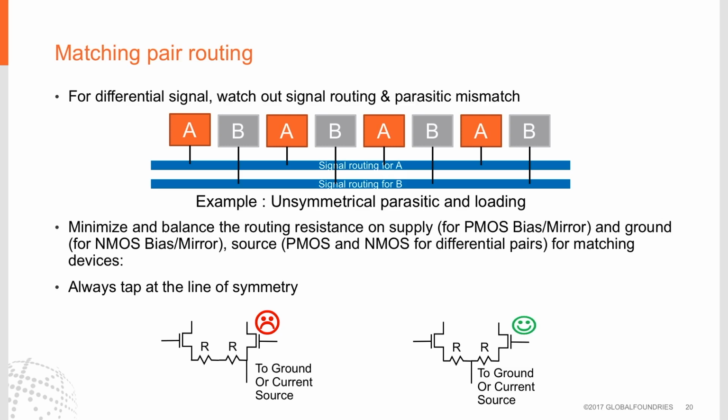You need to minimize and balance the routing resistance and the ground for the NMOS bias mirror, the source, and the PMOS and NMOS for the differential pairs for matching devices. You should always tap at the line of symmetry. The example in the bottom left shows how not to tap, where the resistance would not be balanced. The ideal connection is shown in the bottom right, where the resistance on the left and the right are balanced.